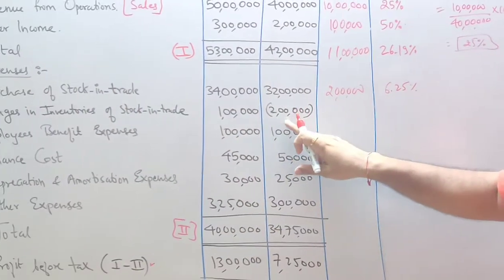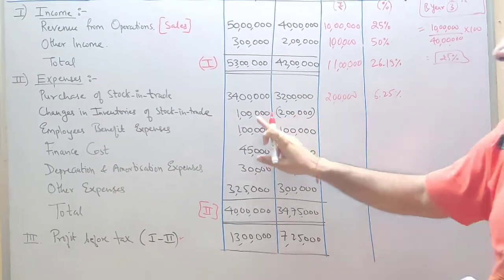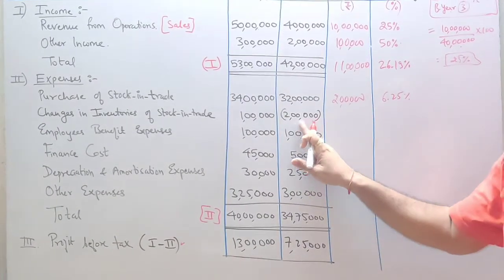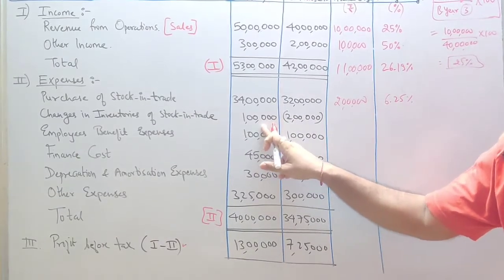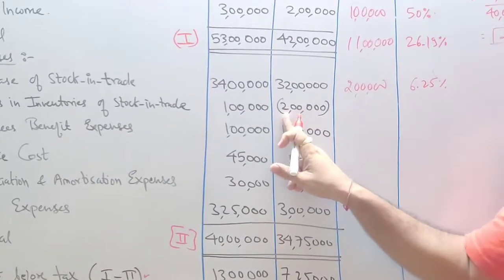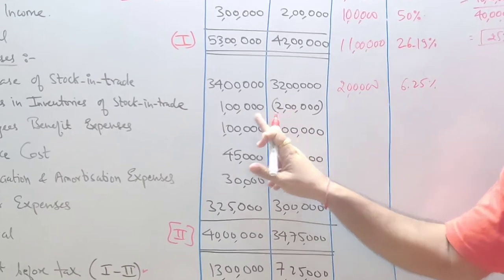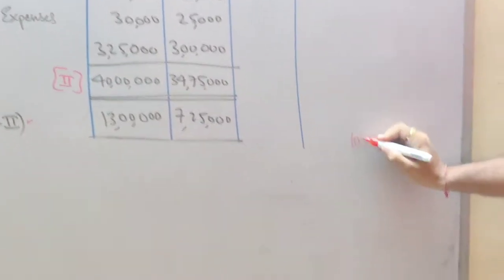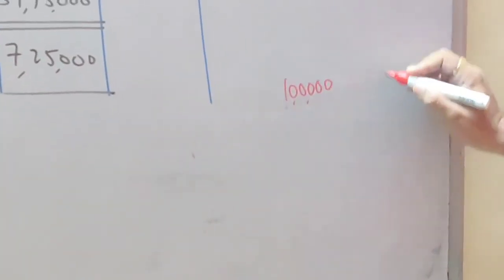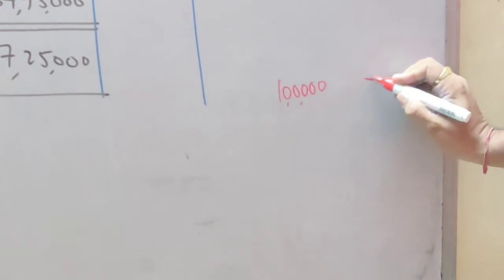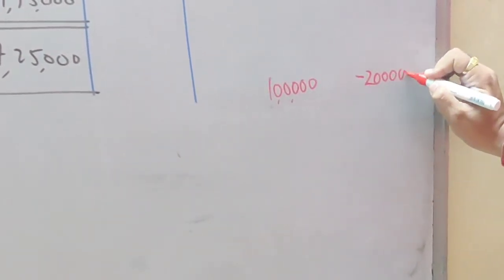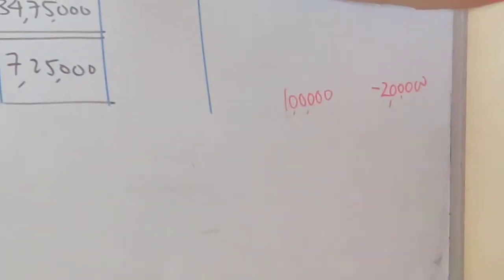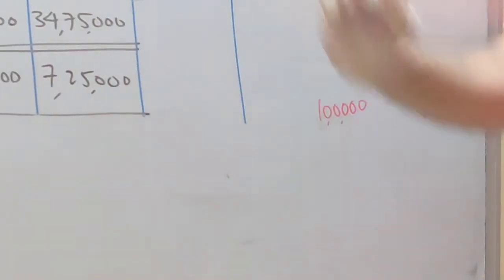Now here be careful, students. Change in inventory. This is a negative figure and this is 1 lakh. So what you are basically doing is you are subtracting this amount from 1 lakh. So I will give you a suggestion to do this in writing, in a working note. See, I am writing here 1 lakh and the second amount is minus 2 lakh. I am giving a minus sign here. Why? Because there is a bracket. In accounts, bracket means minus.